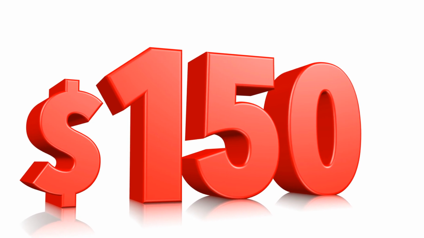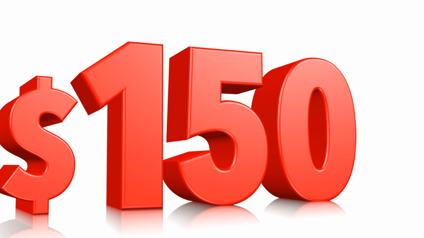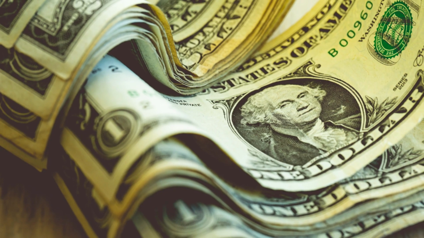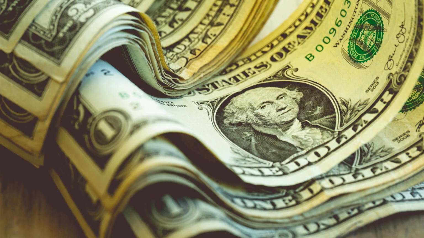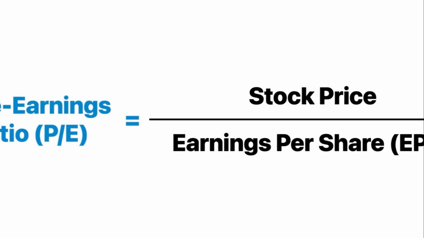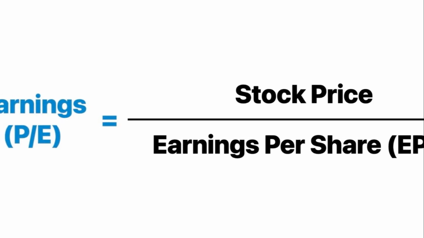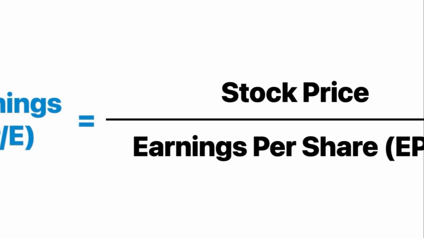Imagine Apple is trading at $150 per share. This is the current market price of one share of Apple stock. Let's say their earnings per share over the past year were $6. This means that for every share of Apple stock, the company earned $6 in profit. To calculate Apple's PE ratio, you would divide the share price, $150, by the earnings per share, $6. This simple division gives you the PE ratio. This gives you a PE ratio of 25.